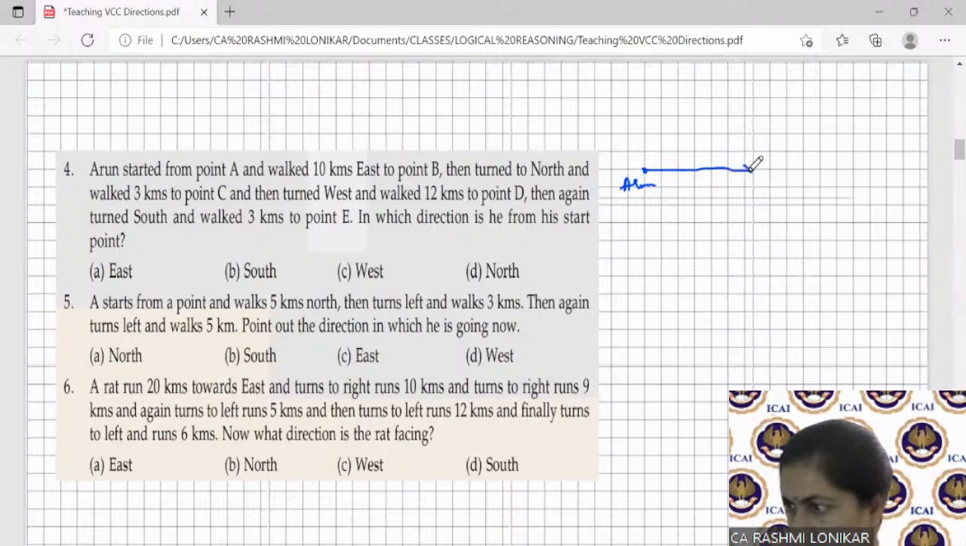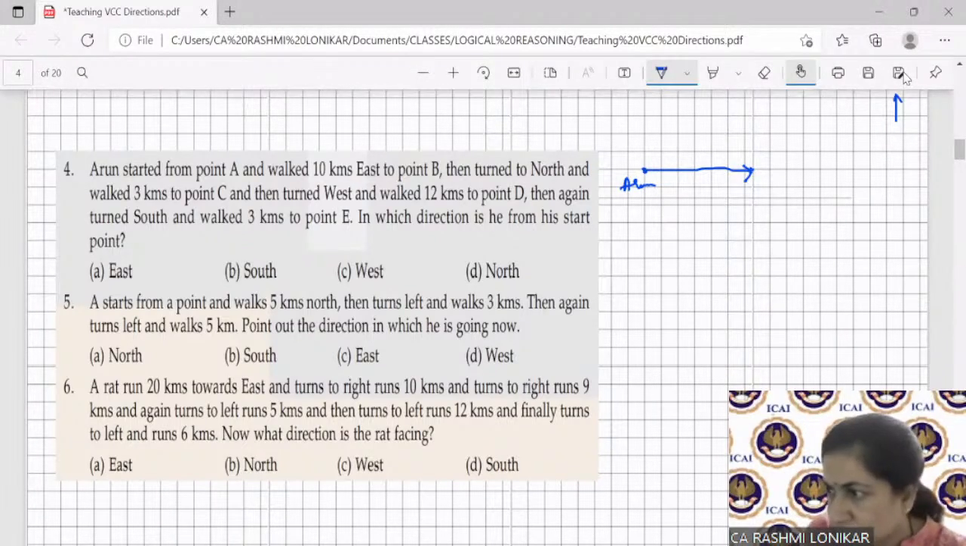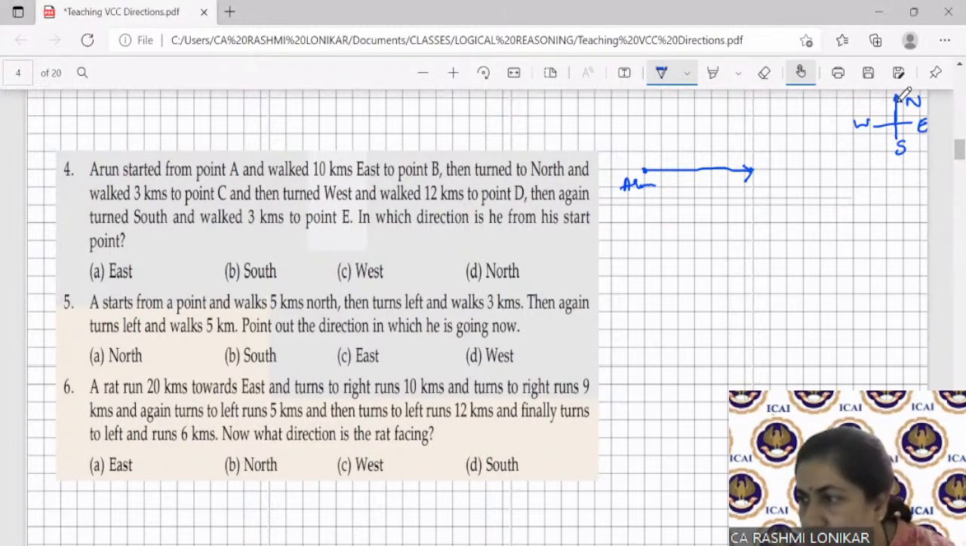Okay, this is my east, because always whenever you have this type of sums, just put it over here. This is my north. This is my east. This is my west, and this is my south. Okay, put the arrow to the north so that you have a reference. So Arun is walking towards the east. When the person is facing north, and he wants to walk east, he will go to the right hand side. Okay, so he moves to the east 10 kilometers to the point B.